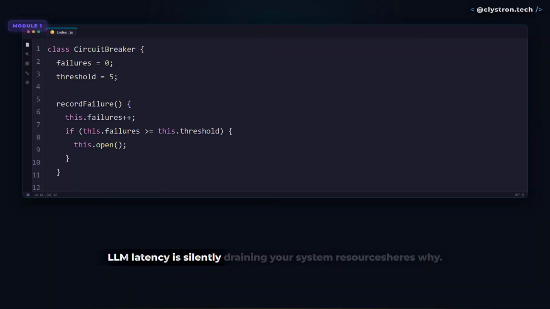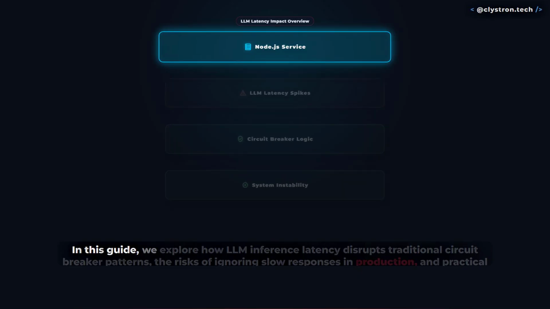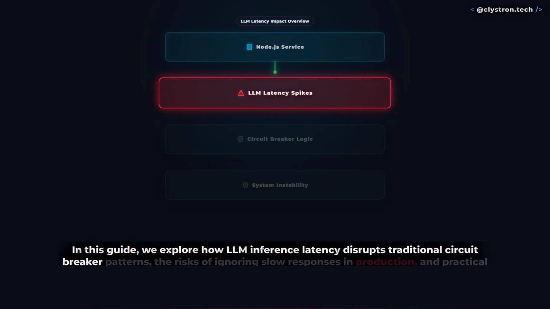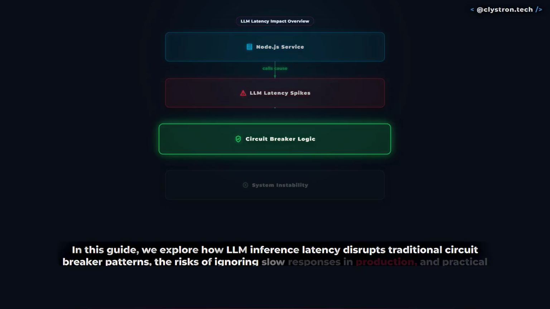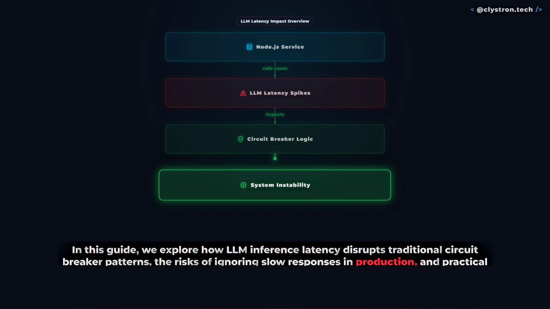LLM latency is silently draining your system resources. Here's why. In this guide, we explore how LLM inference latency disrupts traditional circuit breaker patterns, the risks of ignoring slow responses in production, and practical adaptations specifically for Node.js services handling LLM calls.